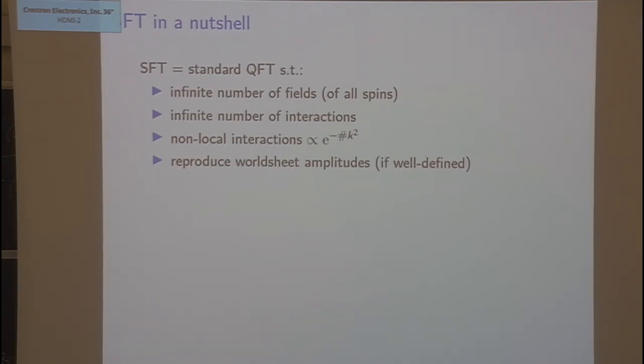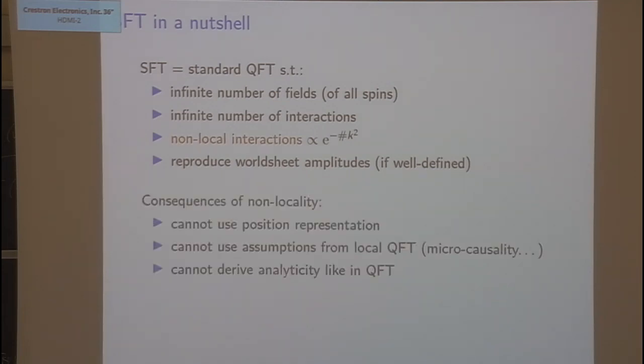Okay, so now I will go to crossing symmetry for string theory. I think now everyone is aware of what string field theory is, and I don't have to motivate it, but because these points will be important for the discussion, let me remind it quickly. String field theory is, you can see it as, a standard QFT with an infinite number of fields, an infinite number of interactions, and non-local interactions, which are proportional to the exponential of minus k squared. And they should reproduce the worldsheet amplitudes.